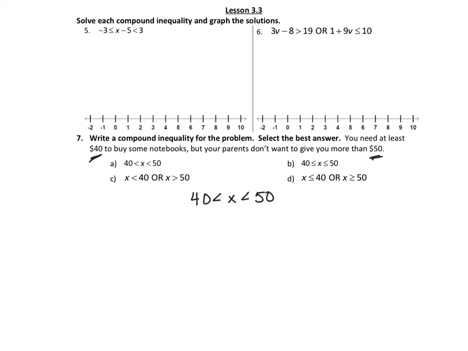Now, here's the tricky part. It's not going to be one of these ors. The tricky part with this problem is, is it with equals or without equals? You need, at the very least, $40. That does include $40, you can have $40. Your parents won't give you more than 50. So there we go, it's somewhere, oops, sorry, I circled the wrong one. It's actually B there.